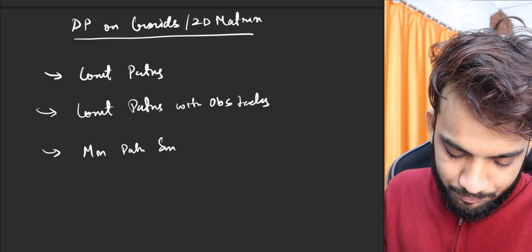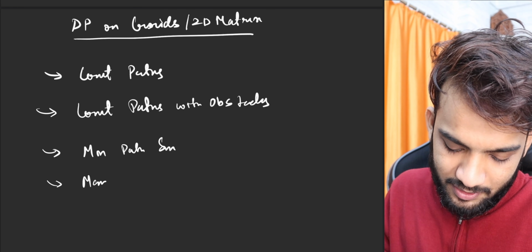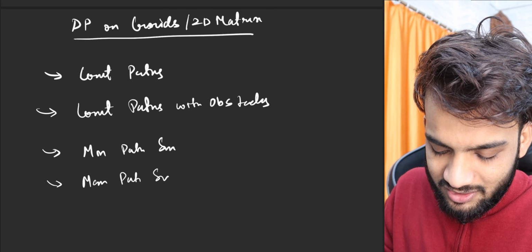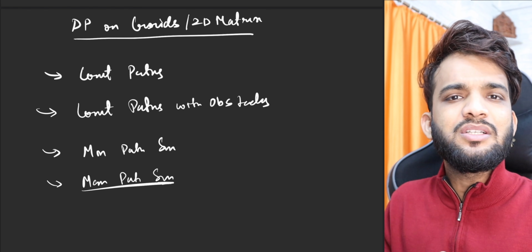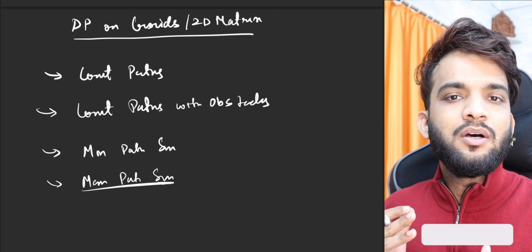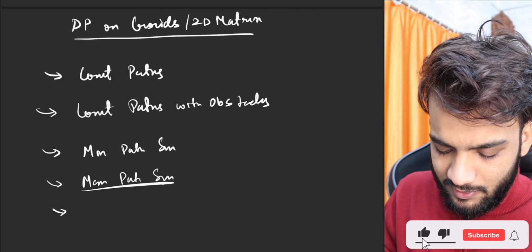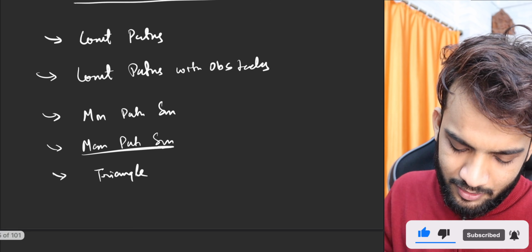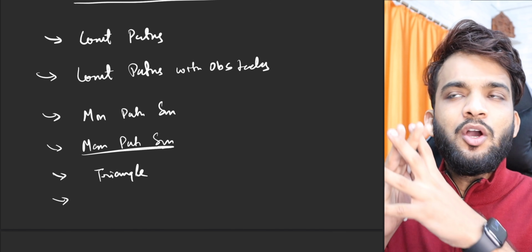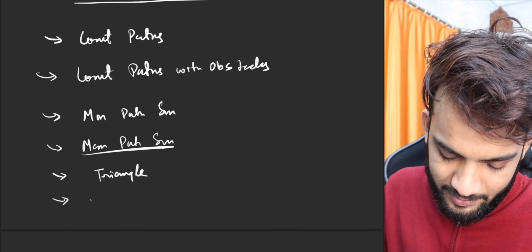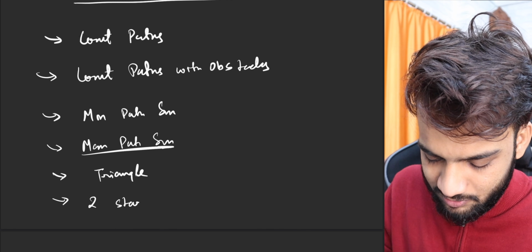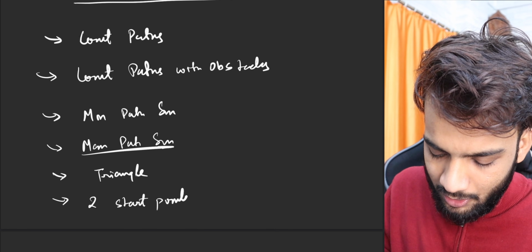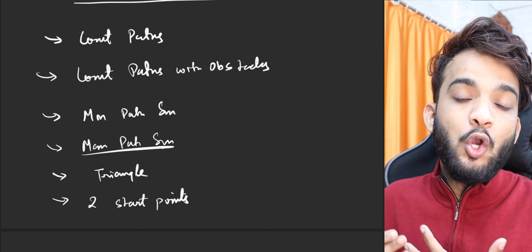Okay, right after that we will be doing max path sum, but this will be under certain conditions. It won't be the standard way. Right after that we will be doing the triangle problem, and after that again one similar problem which will have two start points with two people, just to understand how to extend it.